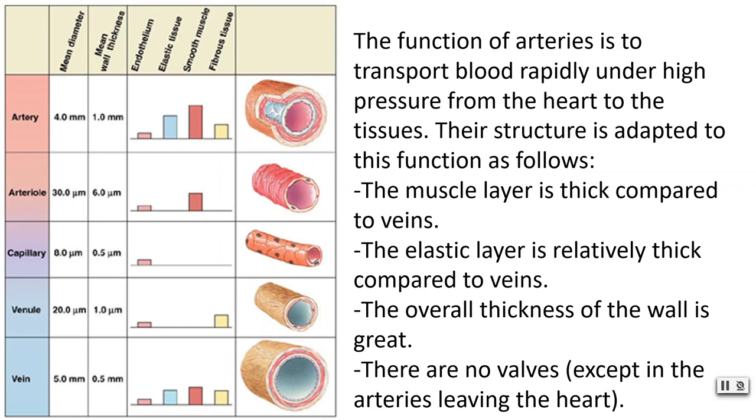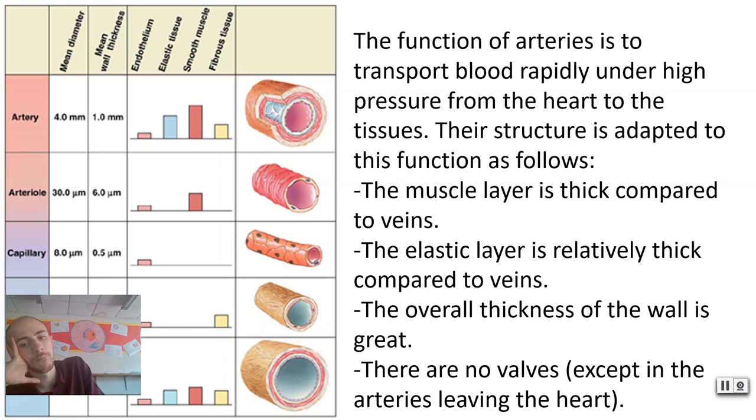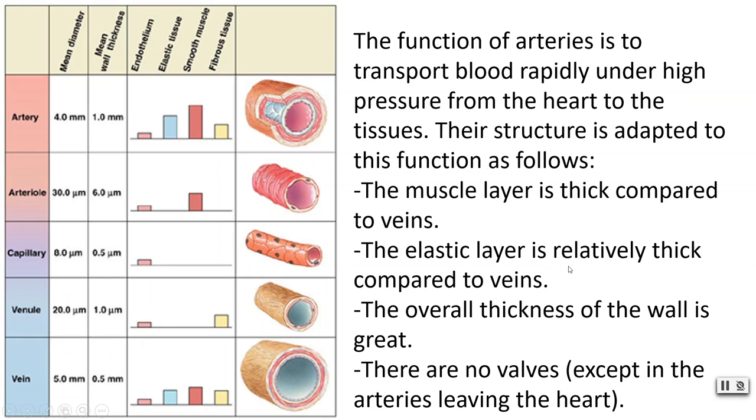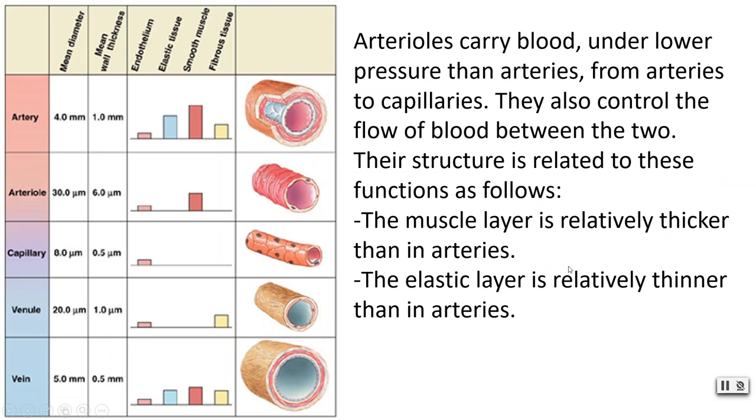That will then split into the arterioles, and they are under much lower pressure. By the time we get to the arterioles, the blood is slowed down a lot. Now, that's why they don't need such thick walls. You can see they still have a smooth muscle surface, but they do not need the elastic tissue or the fibrous tissue. And they're actually over 10 times smaller.